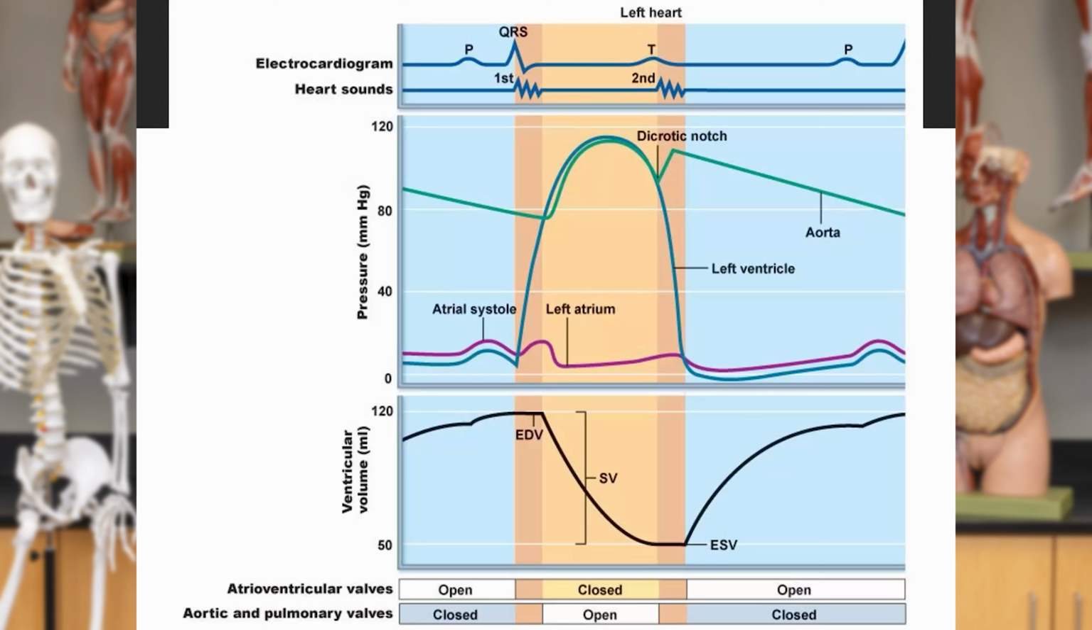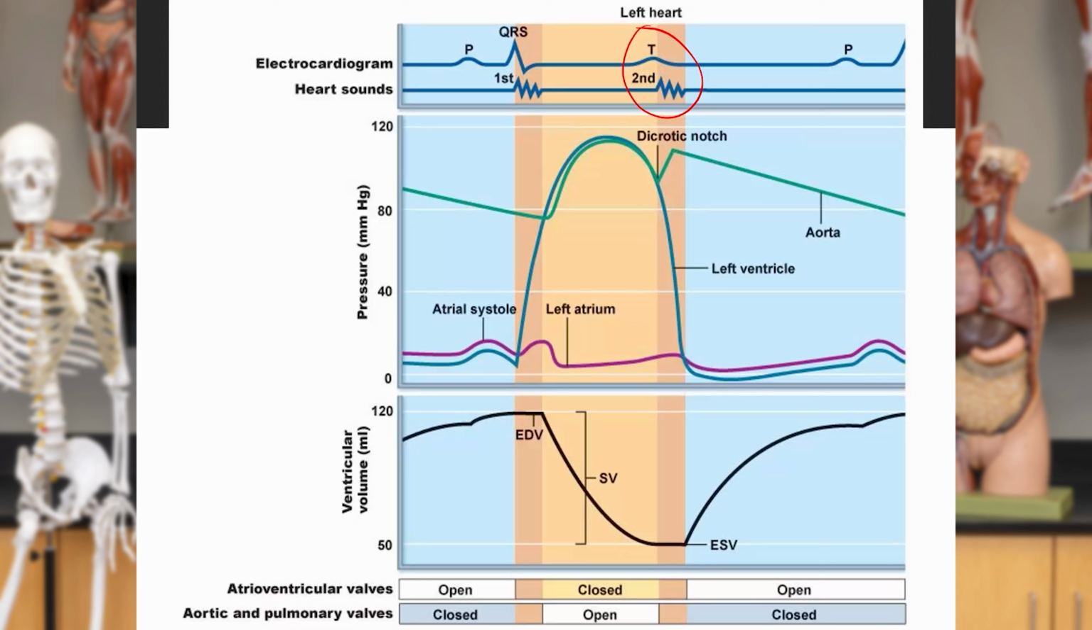So that's why we're going from the 80 millimeters of mercury up to the roughly 120 millimeters of mercury, because you continue ventricular contraction, which then ends when we hit this T wave. Now the T wave is going to initiate ventricular relaxation, or ventricular diastole.